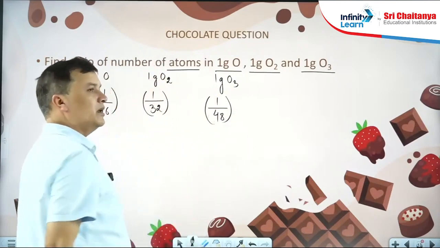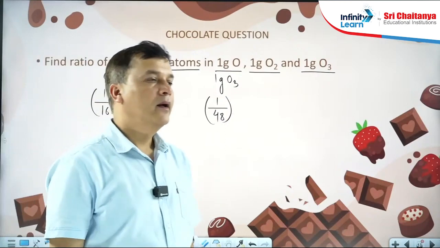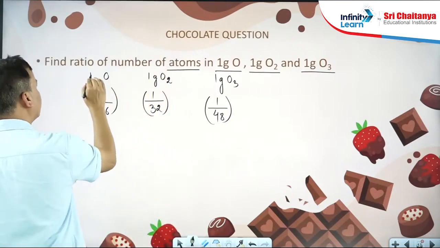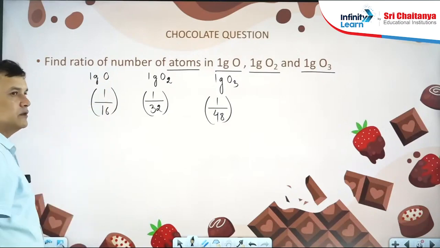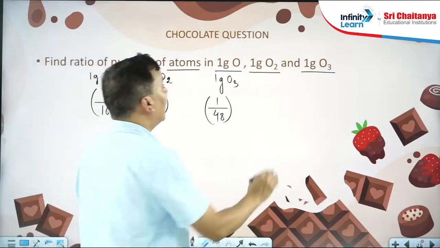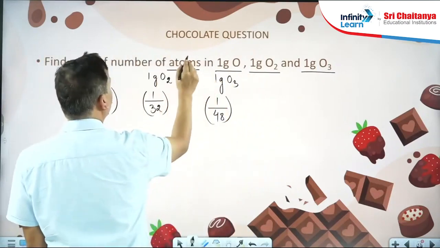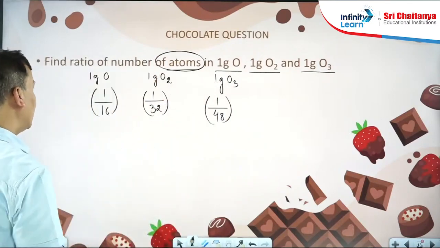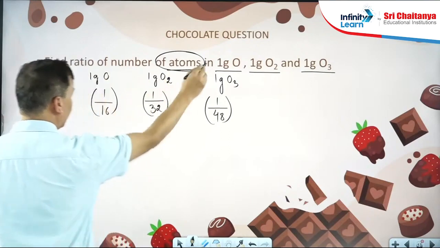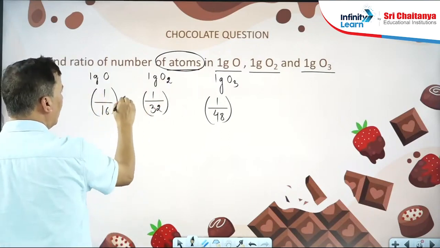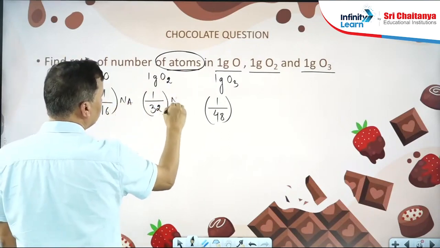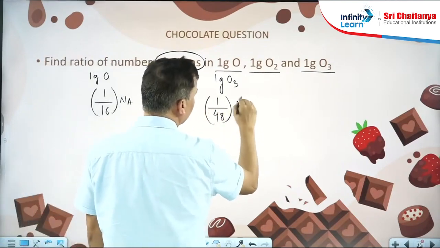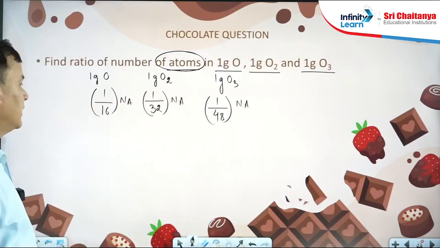First of all, confirm me, is that clear or not? What I did here, I converted whatever quantities were given to me into the number of moles. But dear student, we have to find the number of atoms. Is that clear or not? So for the first one, Na will be common in everyone. Na, these are the number of molecules. Is that clear or not?